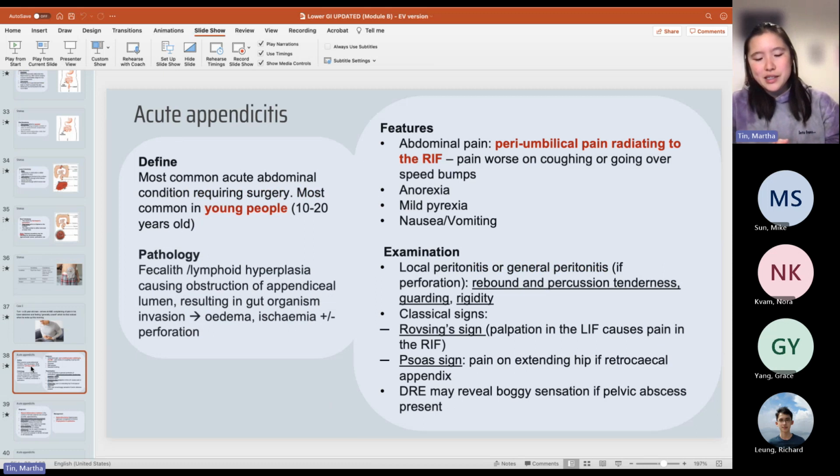There are a couple key signs you might be asked about when you're on the wards or in the exams, and this is Rovsing sign, the psoas sign, and they've not mentioned it here, but there's also the obturator sign. So Rovsing sign is when you palpate the left iliac fossa, and it causes pain in the right iliac fossa. Psoas sign, you don't really do this, to be honest, but it's pain when you passively extend the right thigh. And then the obturator sign is pain with passive internal rotation of the hip. Again, these aren't really things that people do that often on the ward, but it's useful to know for exams.